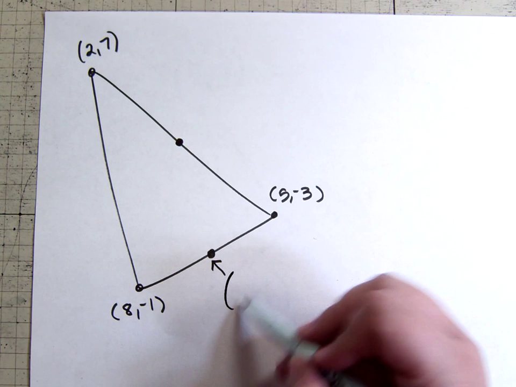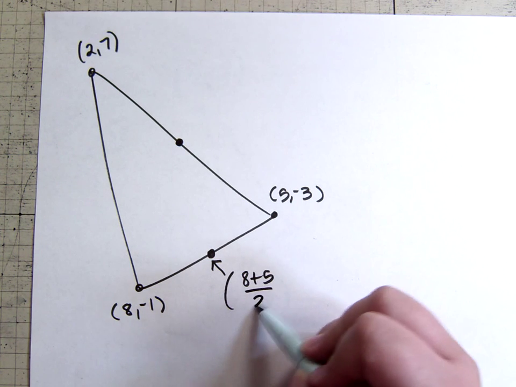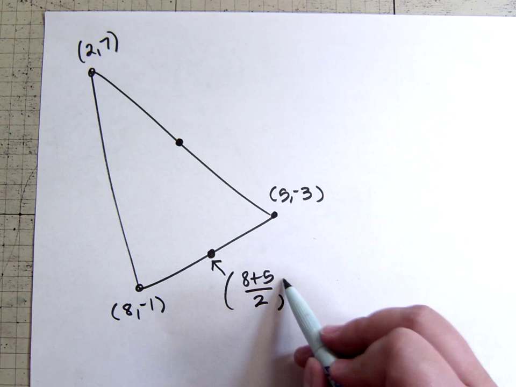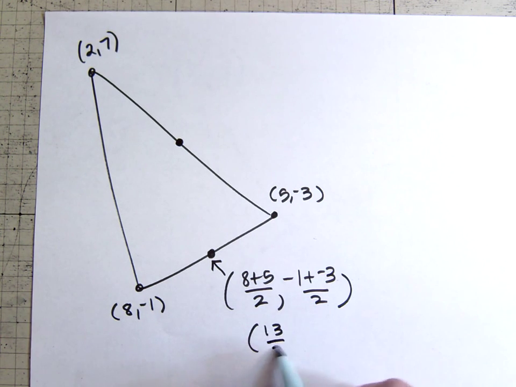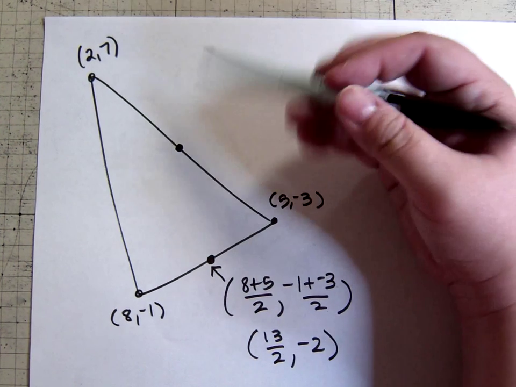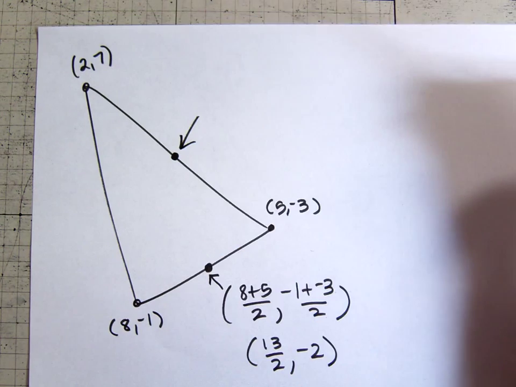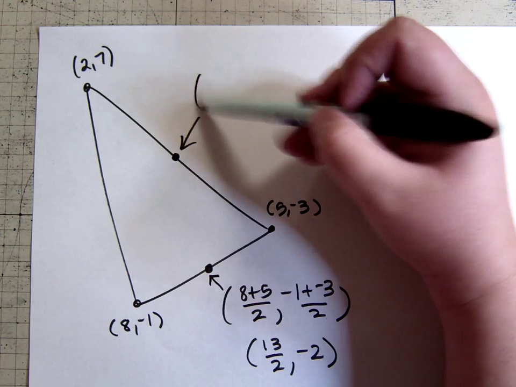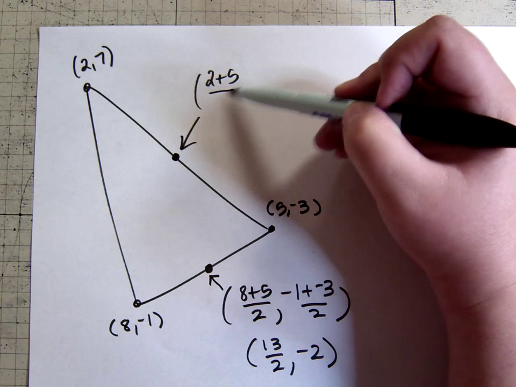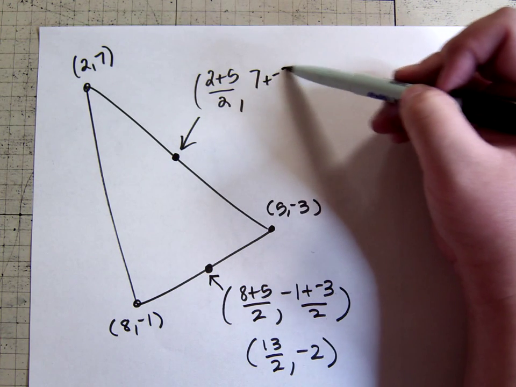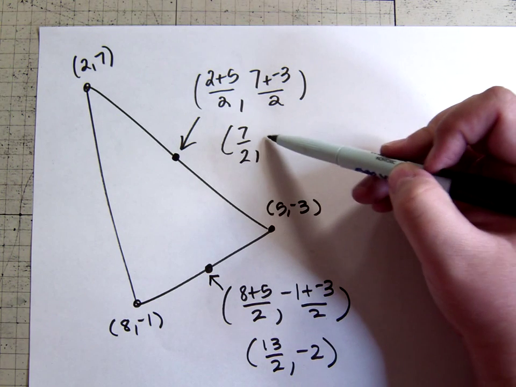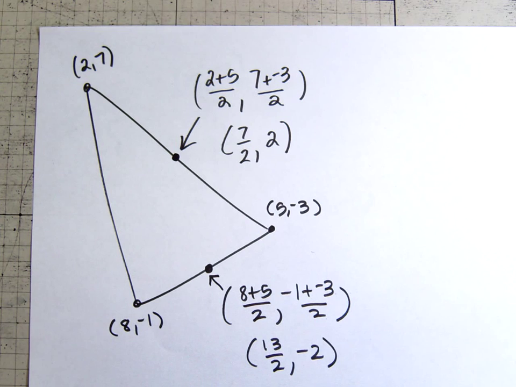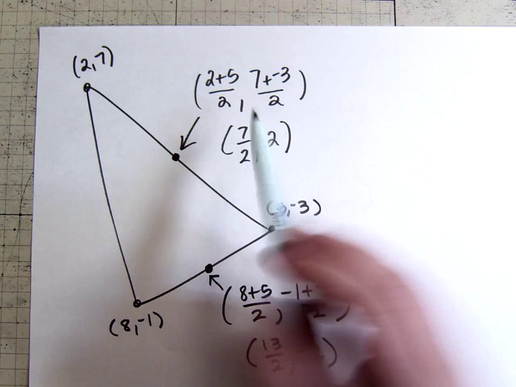So I've got 8 plus 5 divided by 2, negative 1 plus negative 3 divided by 2. This is 13 halves, negative 4 halves is negative 2. So that's one of my midpoints. And here's another. 2 plus 5 divided by 2, and 7 plus negative 3 divided by 2. That's 7 halves and 4 halves, which is 2. So these are 2 of my midpoints.